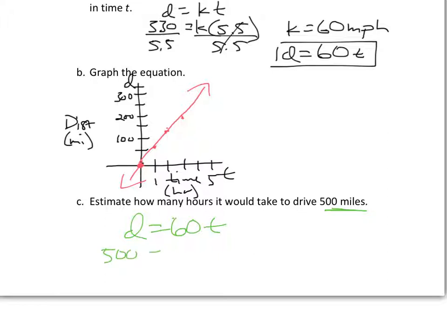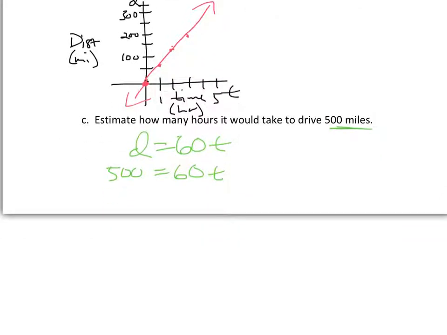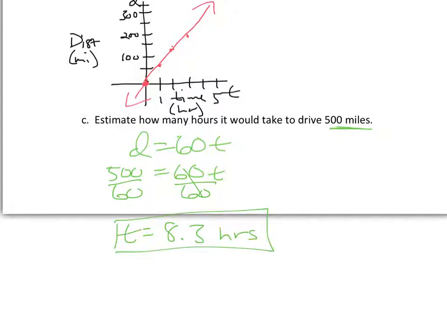So I've got 500 equals 60t. Then I can do some division. Divide both sides by 60 to get t by itself, because we're trying to find the time. And we get t equals 8.3 hours. So it'll take about 8 1/3 hours, which is about 8 hours and 20 minutes. That's it.